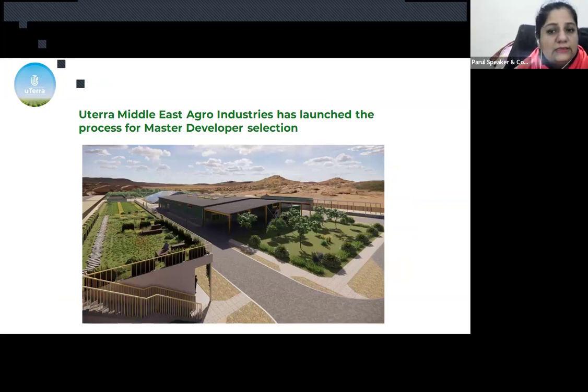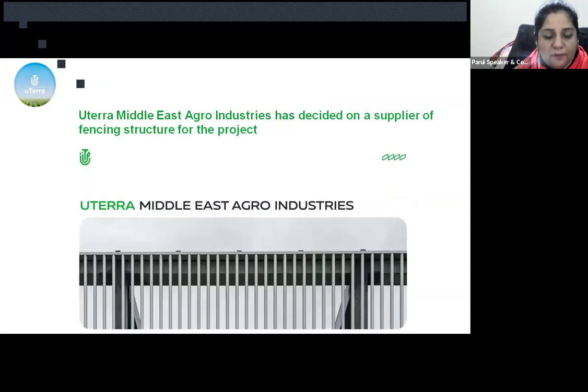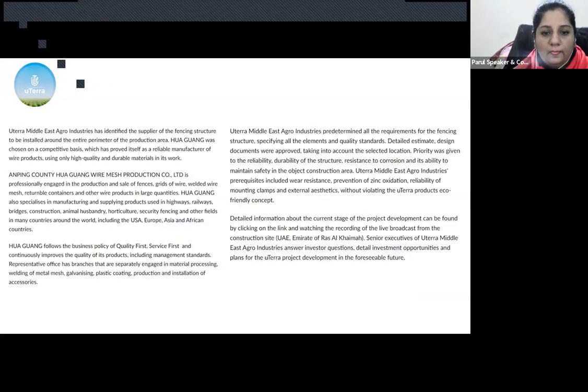Also, uTerra Middle East Agro Industries has launched the process for the Master Developer selection. And uTerra Middle East Agro Industries has decided on a supplier of a fencing structure for the project. These are a few news items related to this project, and all these news are also in your back office. Please log in and read the updated news. It will look like this in your back office and you can read it.